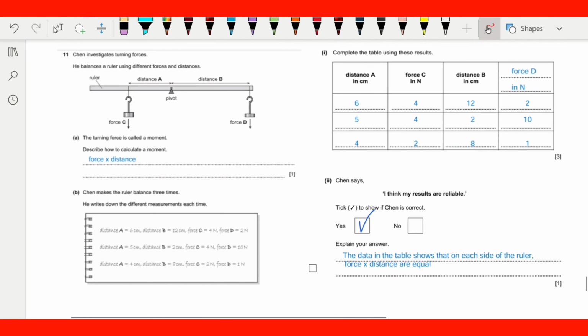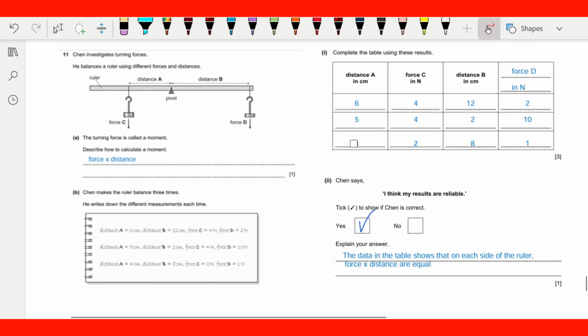So in here we'll say that yes, the data in the table shows that on each side of the ruler, force times distance are equal. You see from here, distance A times force C is 24, and B and force D we multiply, 24. In here 5 times 4 is 20. This also 2 times 10, 20.